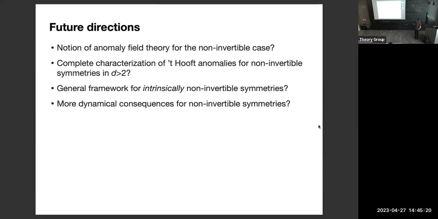And so there are, of course, many future directions. Firstly, what is this notion of anomaly field theory for the non-invertible case? We had some discussion on that earlier. I think that's something to be debated, but certainly deserves some more understanding. It would be very interesting to have a complete characterization of the 't Hooft anomalies for non-invertible symmetries in higher dimensions, along the lines of the work I described. It would be very interesting to understand how that extends.